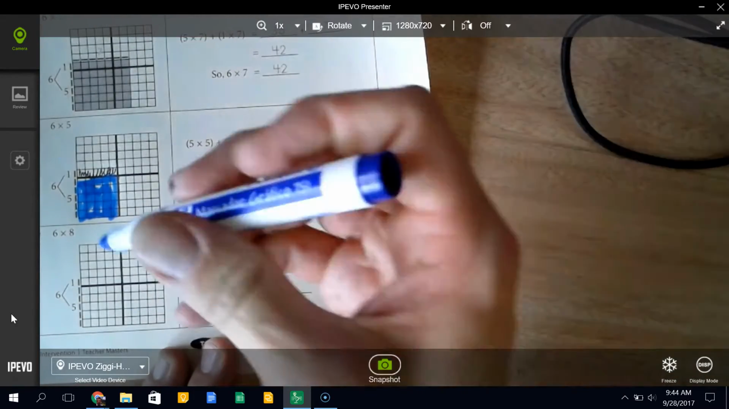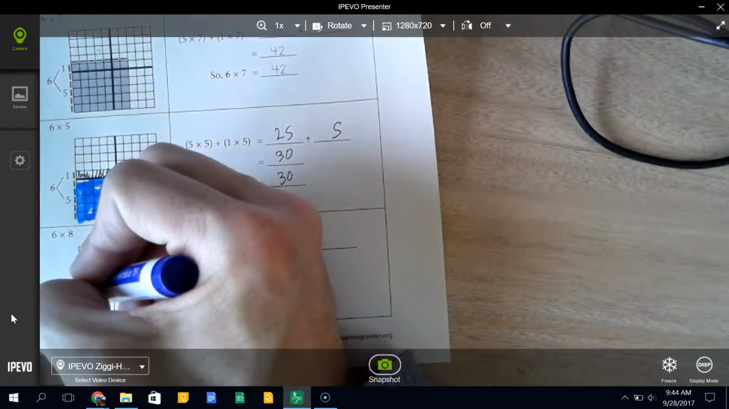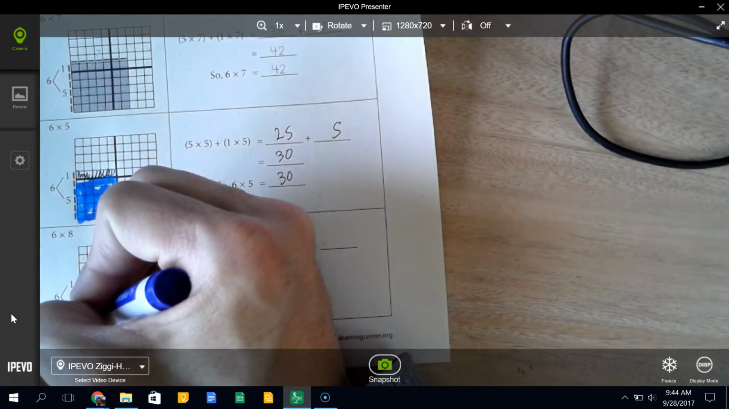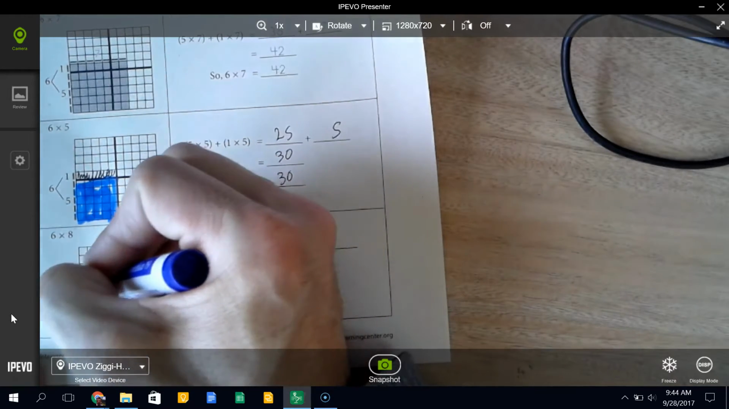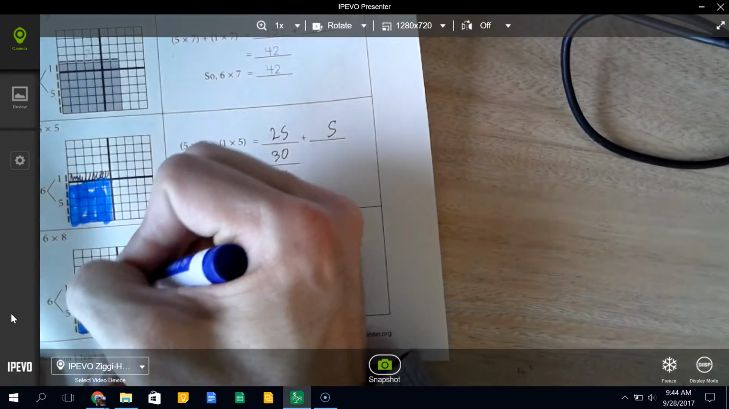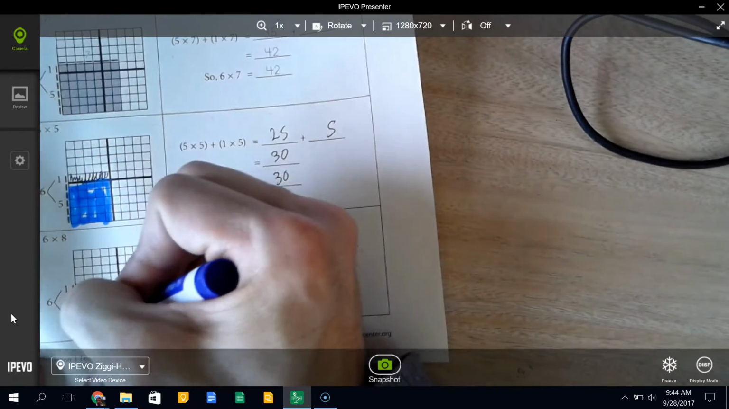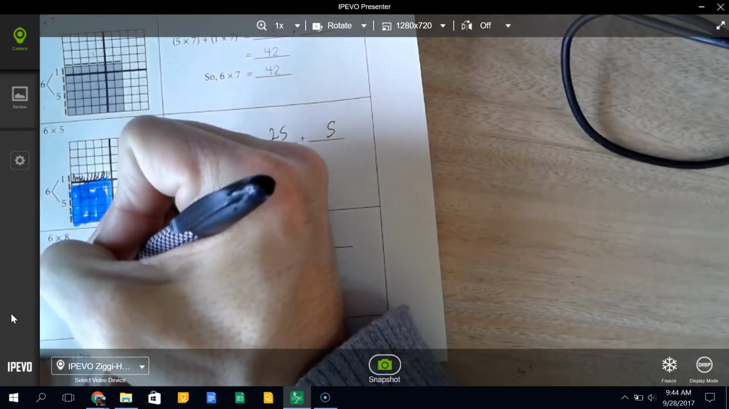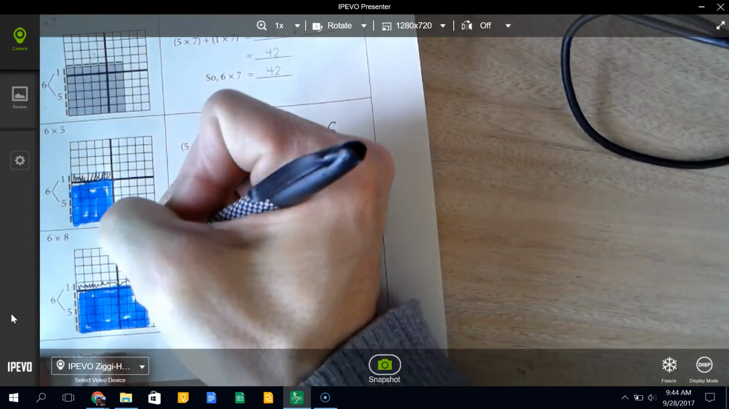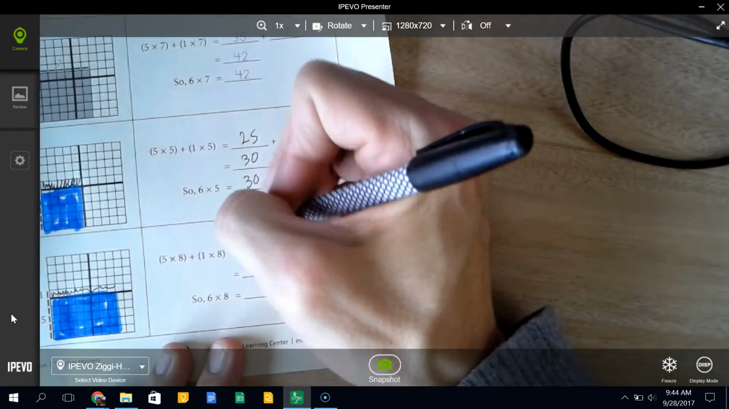Okay, so we have 6 times 8. So we have 1, 2, 3, 4, 5, 6, 7, 8. And we have 5 here. And then one more group of 8. Okay, so we have two things going on. We have 5 times 8.